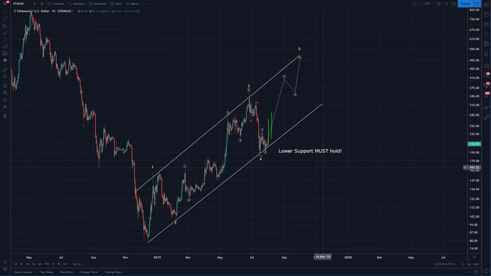The caveat and the condition being that the lower support line must hold. If we get a decisive break of the lower support line, this scenario becomes pretty much invalidated. But what has been impressive is that since July 15th to today, approximately 16, 17 days, this has held. That provides additional credence to the potential of this upside scenario.